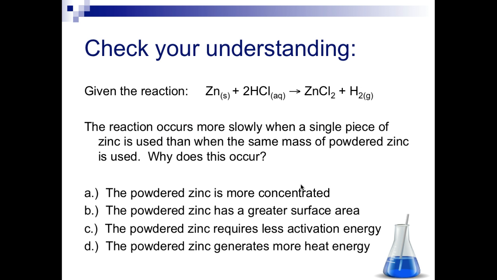Now let's look at your check your understanding. Given the following reaction, the reaction occurs more slowly when a single piece of zinc is used than when the same mass of powdered zinc is used. Why does this occur? We're going to talk about this first thing tomorrow in class.